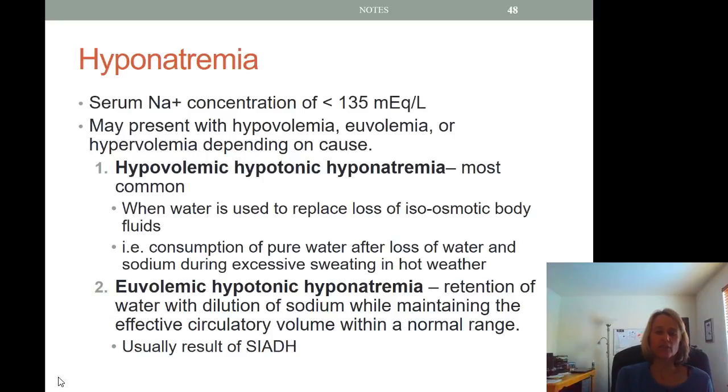This occurs when pure water is used to replace a loss of isoosmotic body fluid. So pure water is hypotonic to normal body fluids. For instance, we could see this if we have consumption of pure water after the loss of water and sodium during excessive sweating. We can have euvolemic hypotonic hyponatremia. This is when we have retention of water with the dilution of sodium while maintaining the effective circulatory volume within a normal range. This usually occurs with the syndrome of inappropriate ADH secretion.